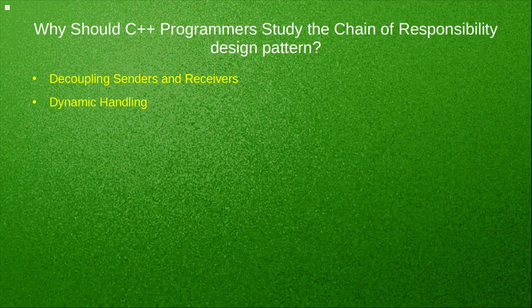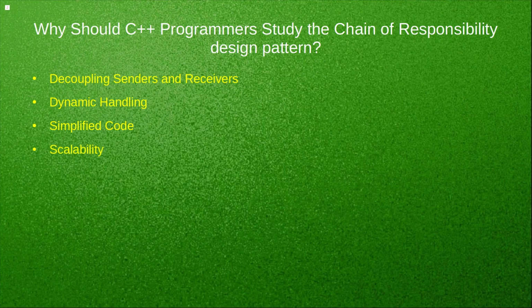Dynamic handling. Chain of Responsibility allows dynamic linking of handlers, offering flexibility on how requests are handled. This can be especially beneficial in C++ applications where performance and system resource allocation play a crucial role. Simplified code. Instead of having complex conditional logic to determine which handler should process a request, C++ programmers can create cleaner, more maintainable code structures where each handler is responsible for its own processing logic.